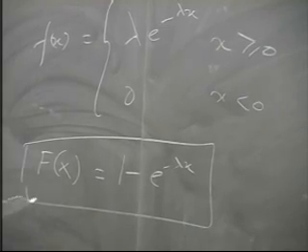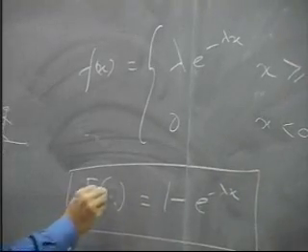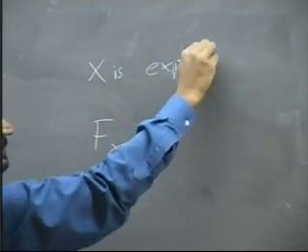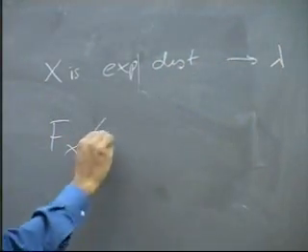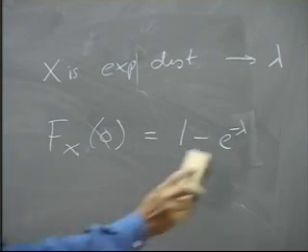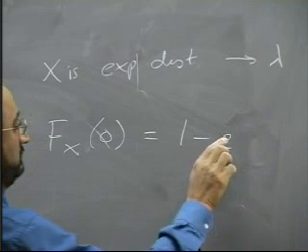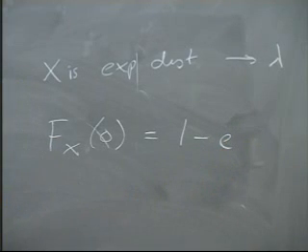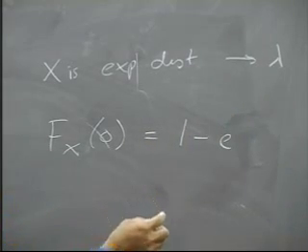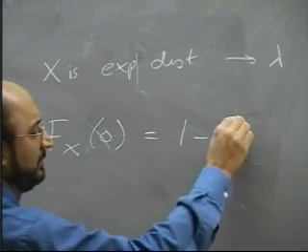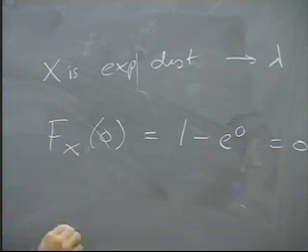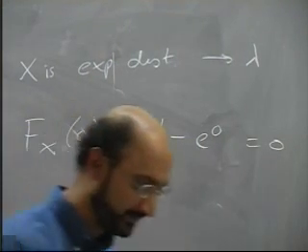For example, to be more precise, F_X(x). So X is exponentially distributed, let us say, with parameter lambda. Then F_X(0) is 1 minus e to the minus 0, which equals 0. I'm going to come to that in just a second. I'm getting ahead of myself, which is not good.